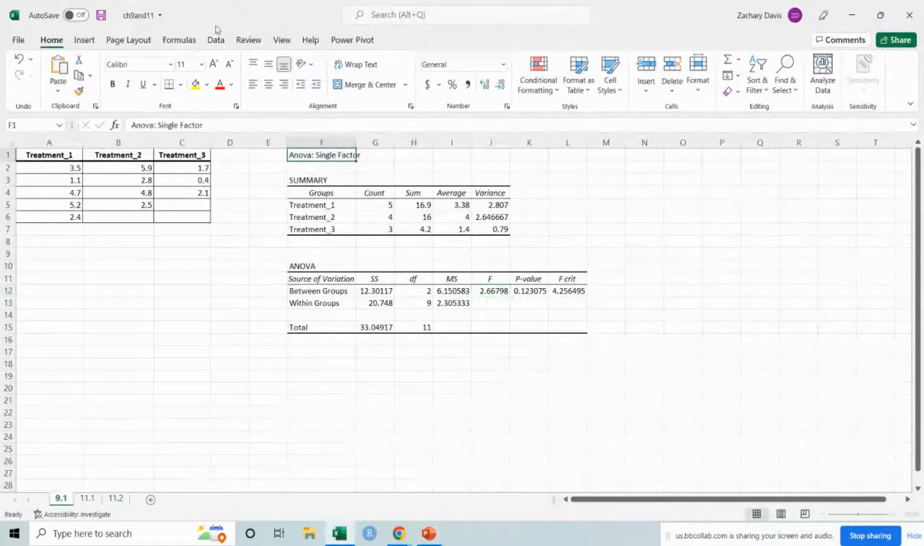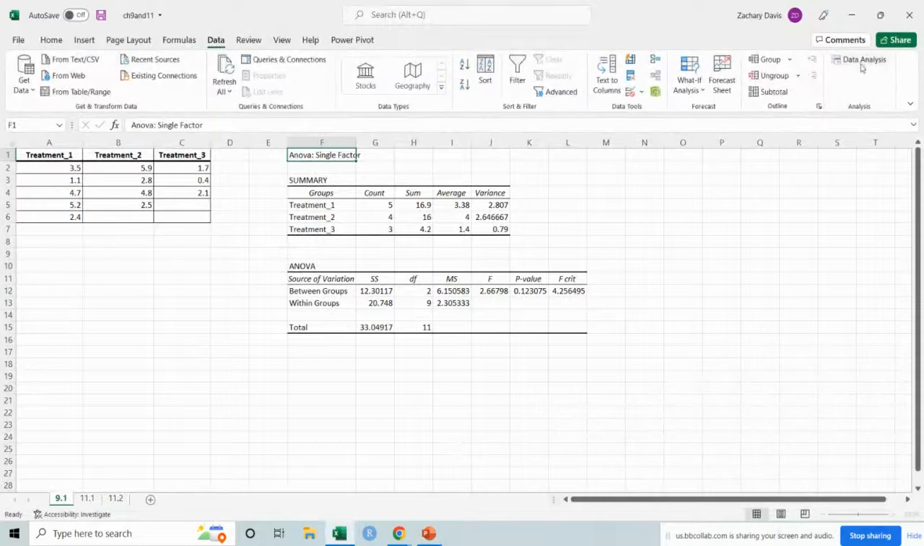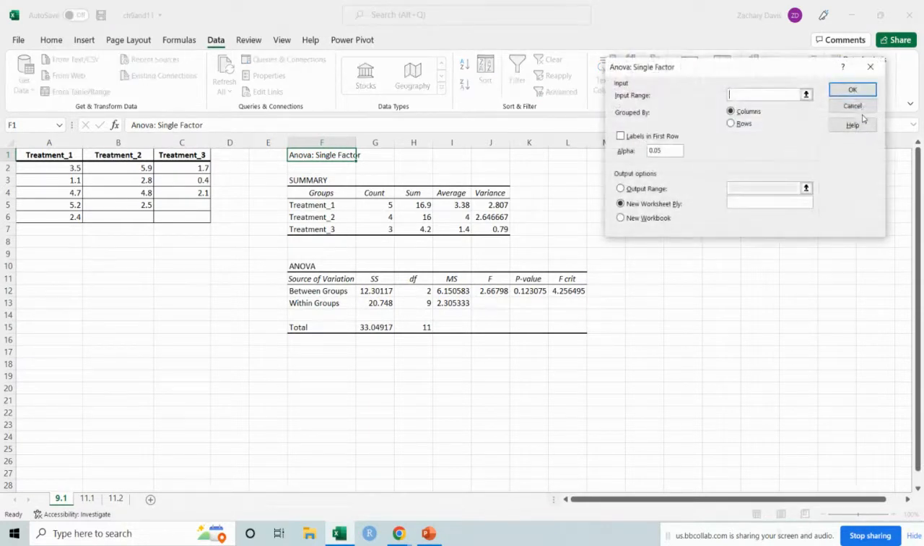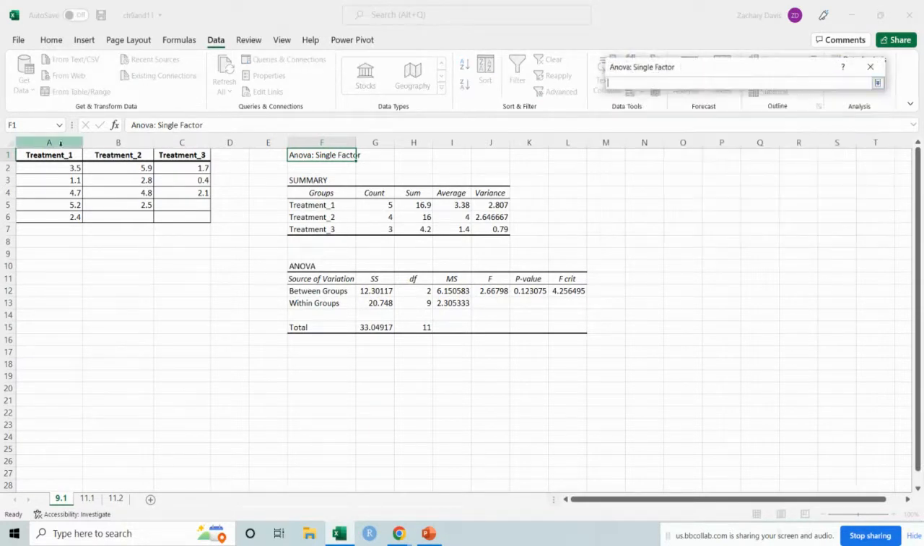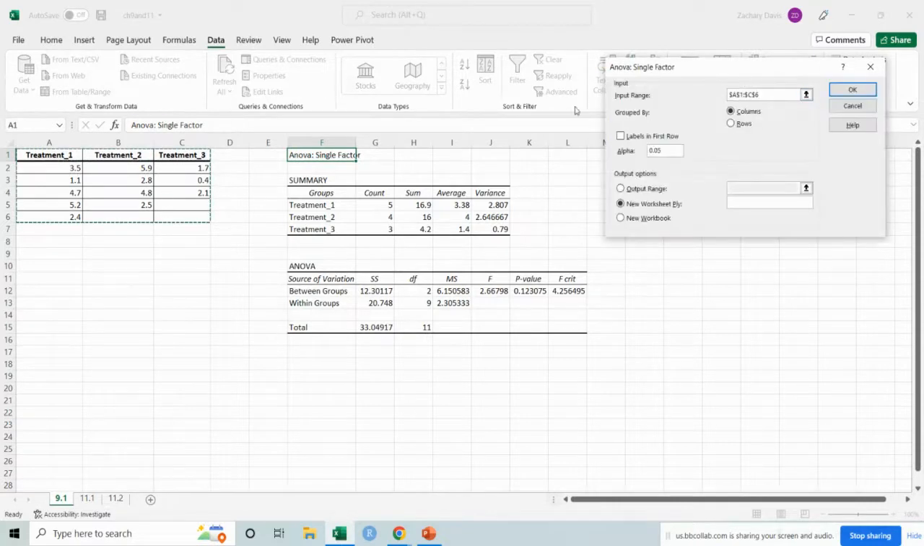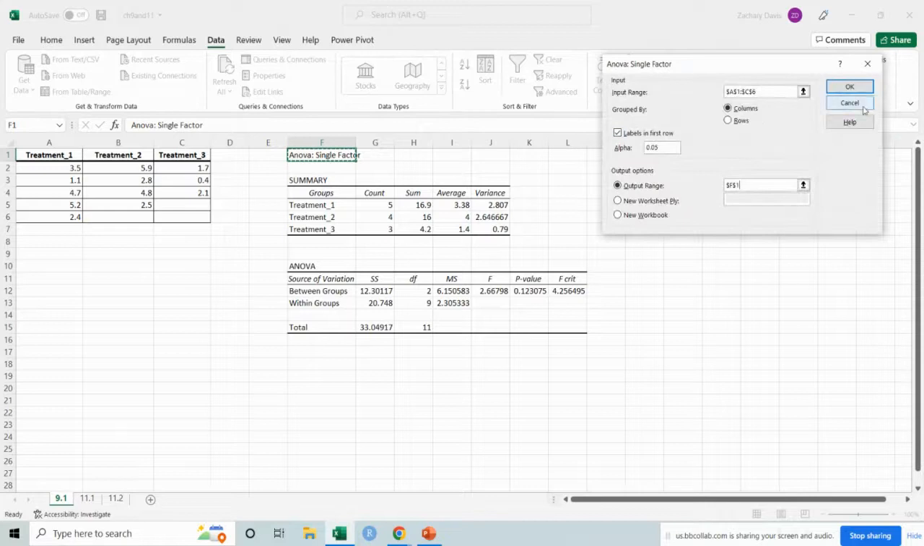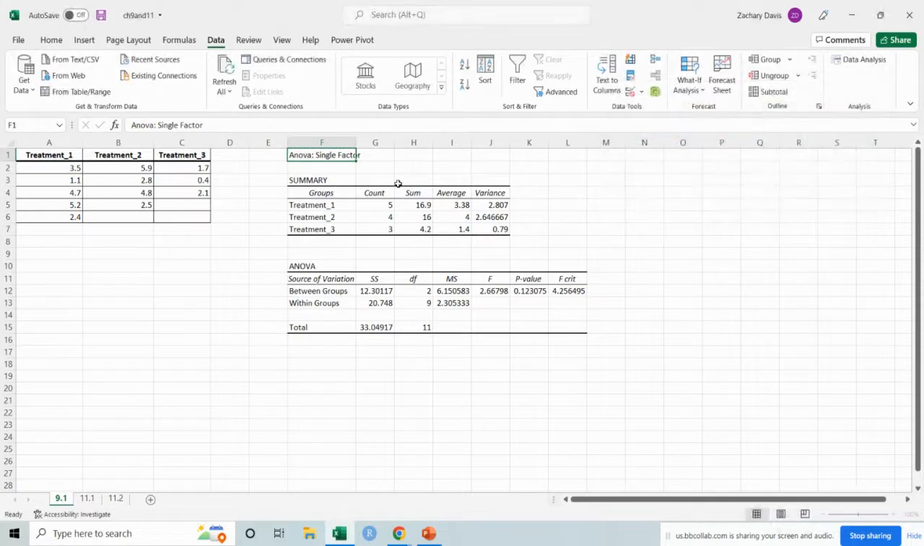Same idea. It's in the data analysis tab. You can run an Anova, it should be at the top. It's a single factor. We're only looking at one factor with 3 treatments. So we can highlight our 3 treatments. We have labels in the first row. We're interested in alpha 0.05, and an output range here. I've already run it, so this is what we would get.